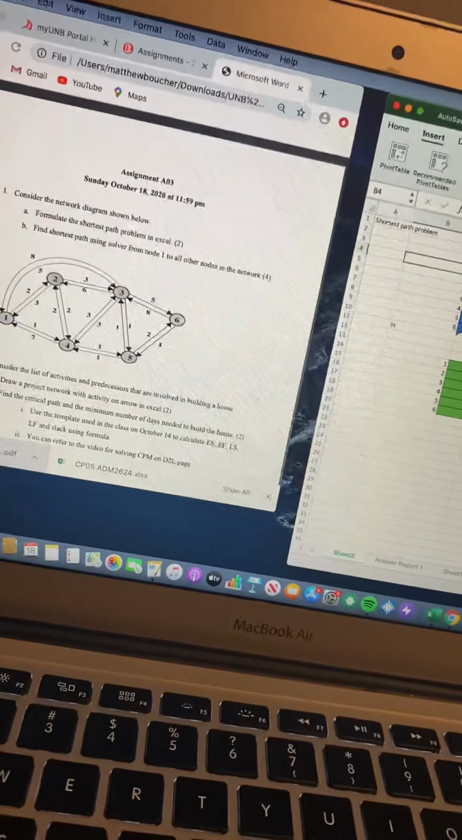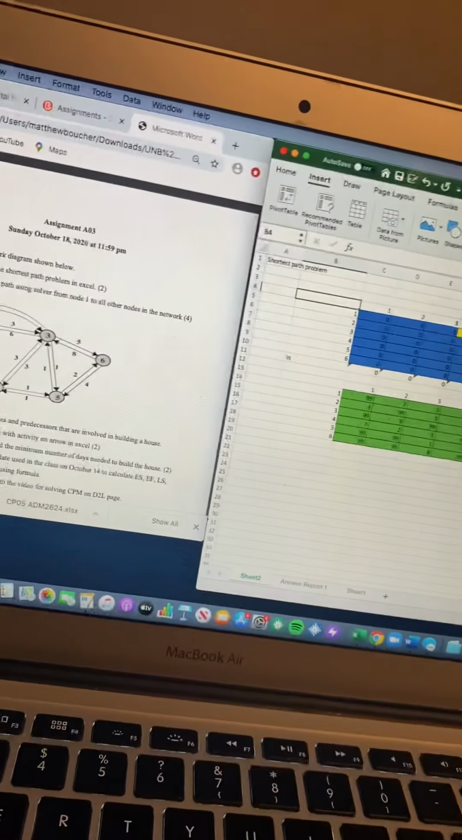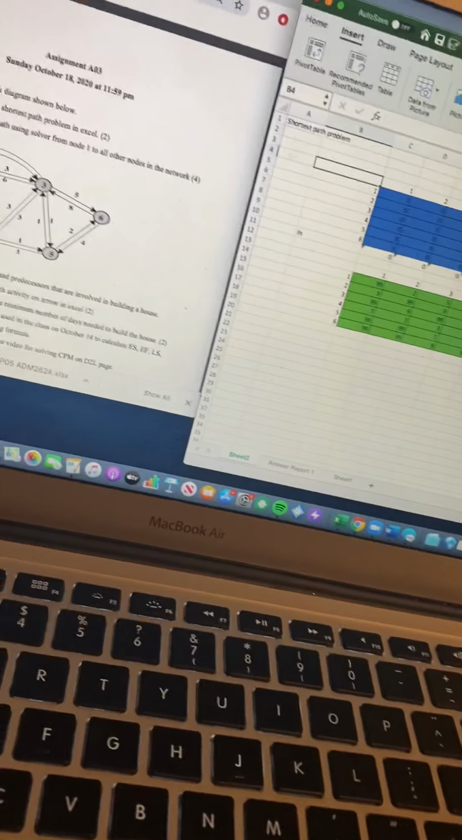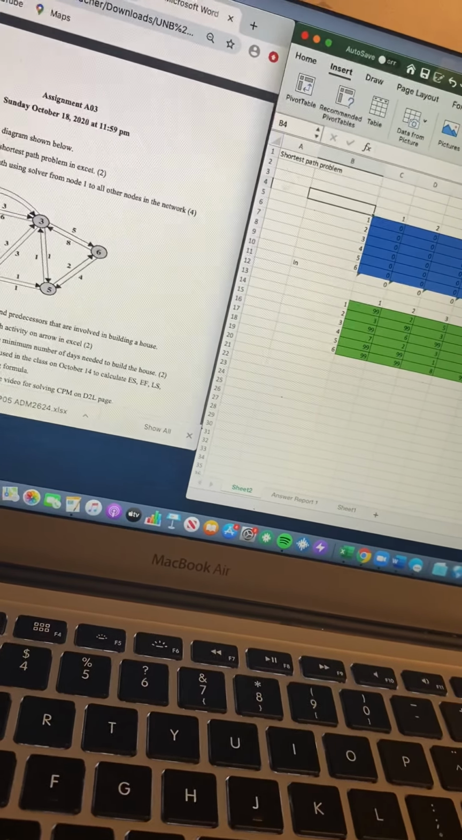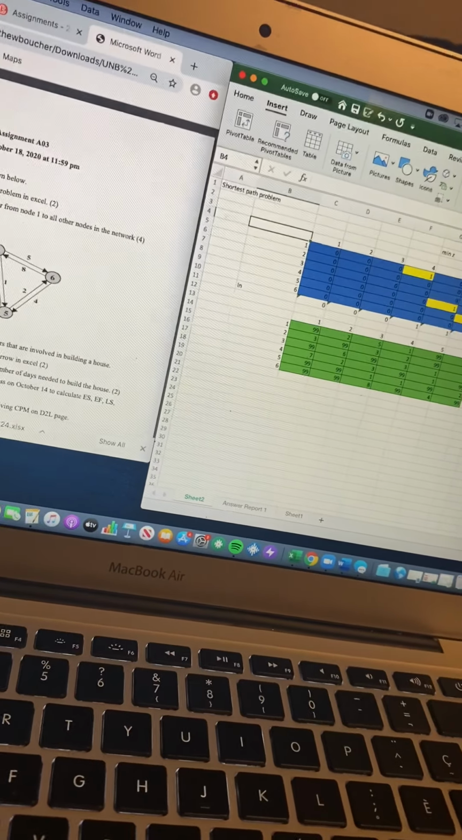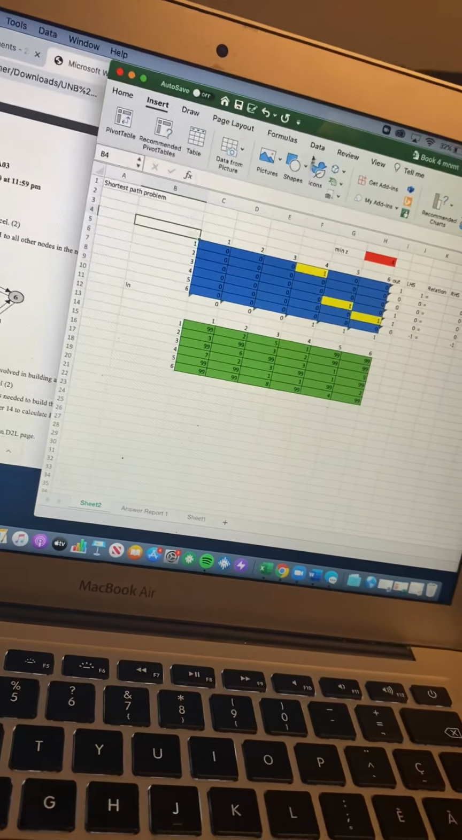Okay, so here is my assignment number 3. I'm doing this video as an explanation of how I got my answers. Question 1: consider a network diagram below. Formulate the shortest path problem in Excel. Here is my shortest path problem on my first sheet.